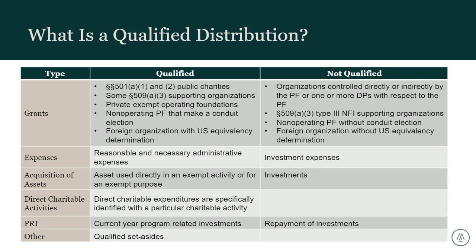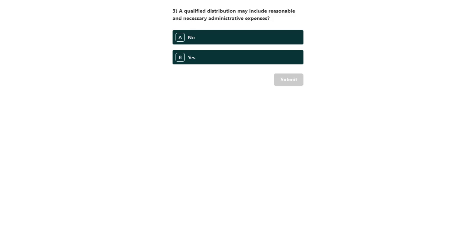Okay, I think we are up to a polling question. Yes, so the third polling question is: a qualified distribution may include reasonable and necessary administrative expenses. Your options are no and yes. And then just a reminder, if you would like to receive CPE credit for today's webcast, you will need to respond to at least 3 of the 4 polling questions.